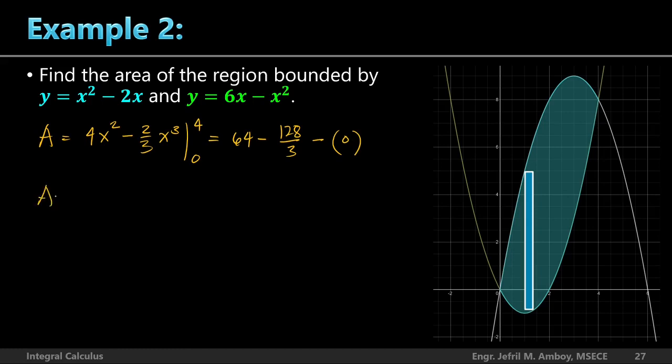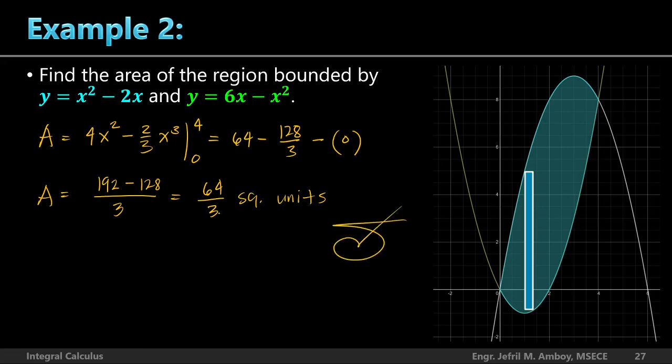So, now let us simplify this expression. Ang common denominator natin ay 3. 3 times 64, that's 192. Minus 128. Okay? Now, what is 192 minus 128? That's 64. Okay? So, now, the answer is 64 over 3 square units. Is that easy? Yes. Madali lang siya. Again, this is just an application of the definite integral.